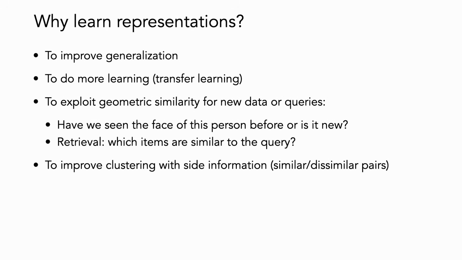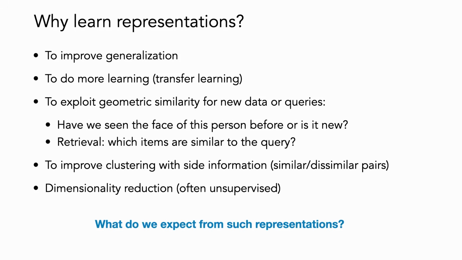Another example might be trying to improve clustering with side information, something about what makes pairs similar or dissimilar. And then possibly we want to do dimensionality reduction. Exactly. Can we store this information in a much more compact way? And we can often do dimensionality reduction in ways that are fundamentally unsupervised.